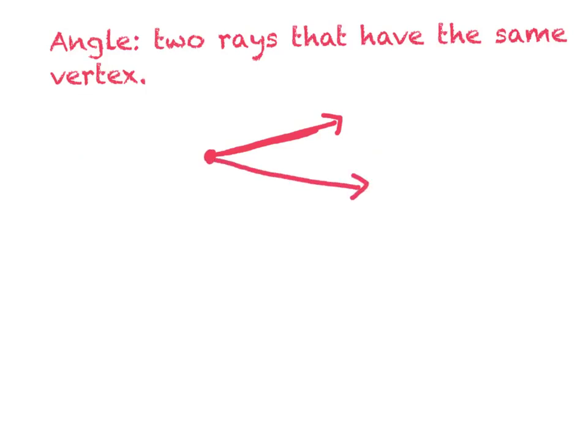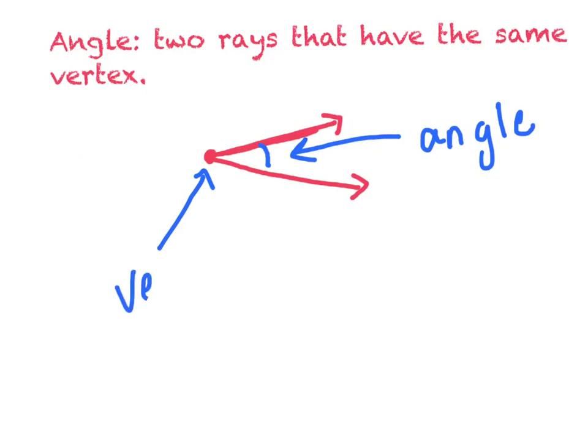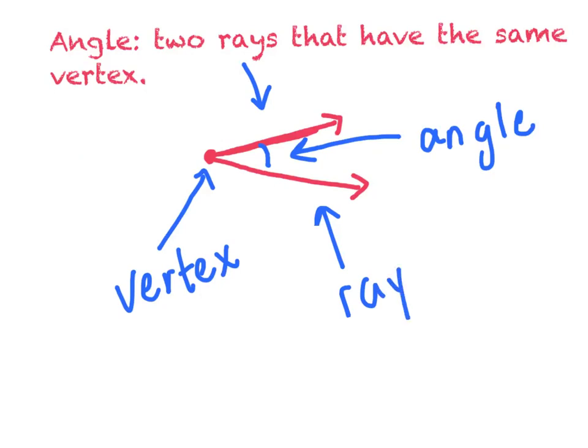So this would be an example of an angle. The angle would be on the inside, so this is the angle that we're referring to for this one. This point at the end is called the vertex. And each one of these two lines that make up the angle are called rays.